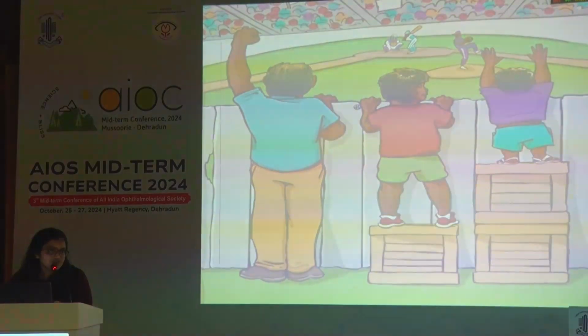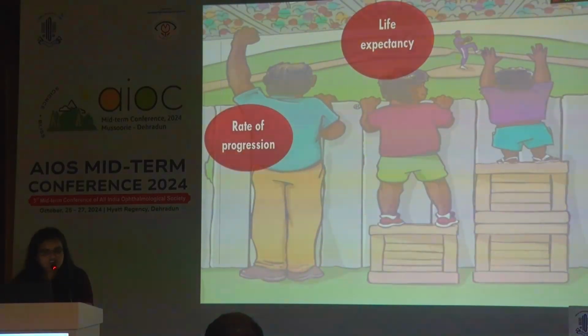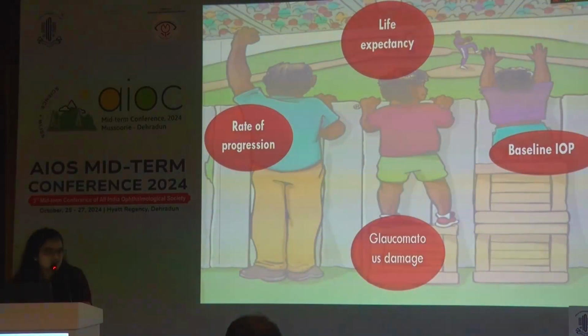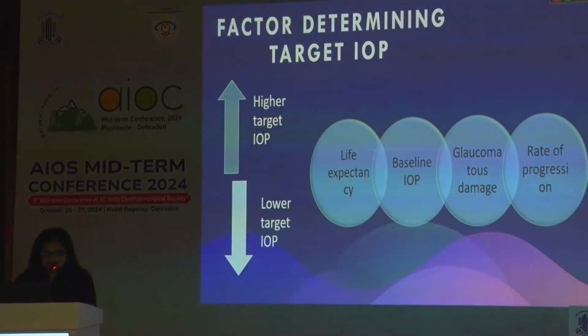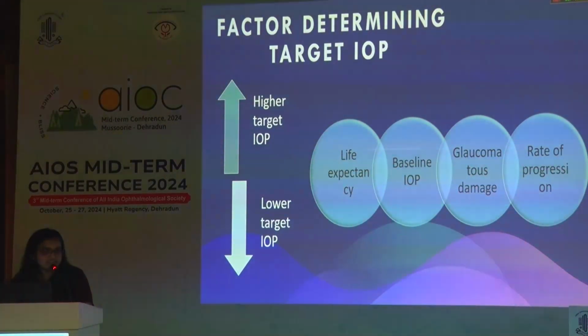Now you can see this image. This is a very self-explanatory image. It shows that to achieve a target, the approach should be individualized. It depends upon life expectancy, rate of progression, baseline IOP and glaucomatous damage. There are various other factors which also determine target IOP. We will discuss them later. In the previous slide, we already discussed how we should determine target IOP. For a patient with high life expectancy, low baseline IOP, high glaucomatous damage and higher rate of progression, we should set a lower target IOP, and vice versa.